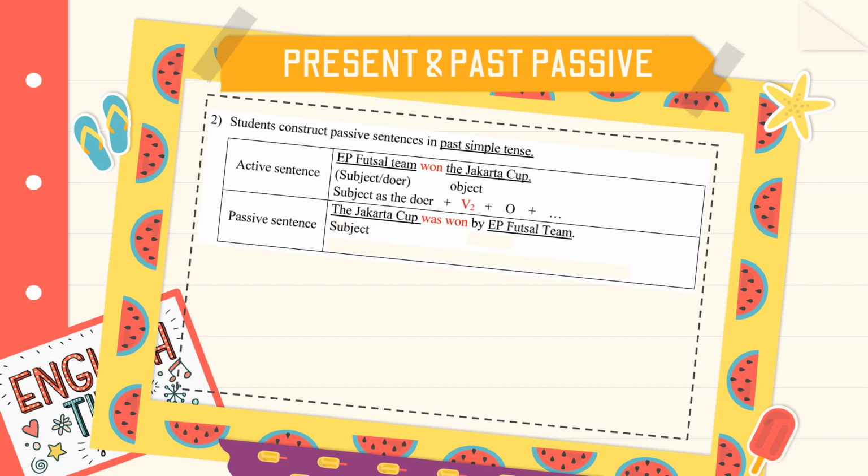So the Jakarta Cup is the subject but not the doer, okay? And the doer is EP Futsal Team. So the formula for a passive sentence in past simple is subject plus to be, which is was or were, plus verb 3 plus the doer. Remember, when we're making a passive sentence, you always use the verb 3, no matter what the tense is. Okay?